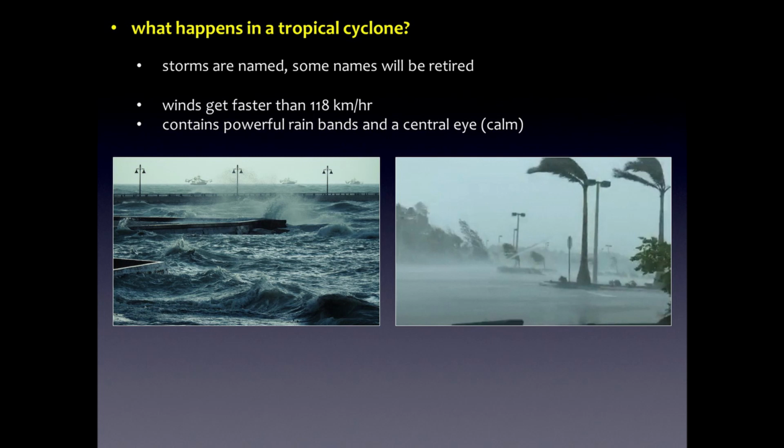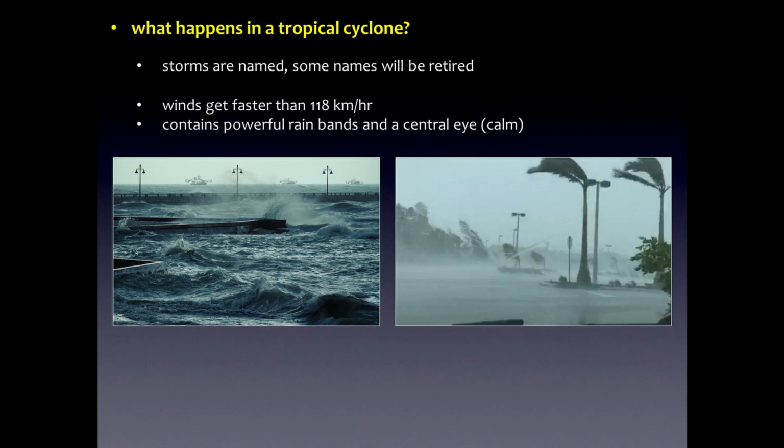Sometimes, depending on the severity of the storm, certain names will be retired. During a storm, winds get faster. They can get faster than 118, 119 kilometers an hour, very strong, powerful winds that can do a lot of damage. We have powerful rain bands, so heavy precipitation. Waves are whipped up because of the huge amounts of wind that are blowing through the system. There's lots of energy being packed there.